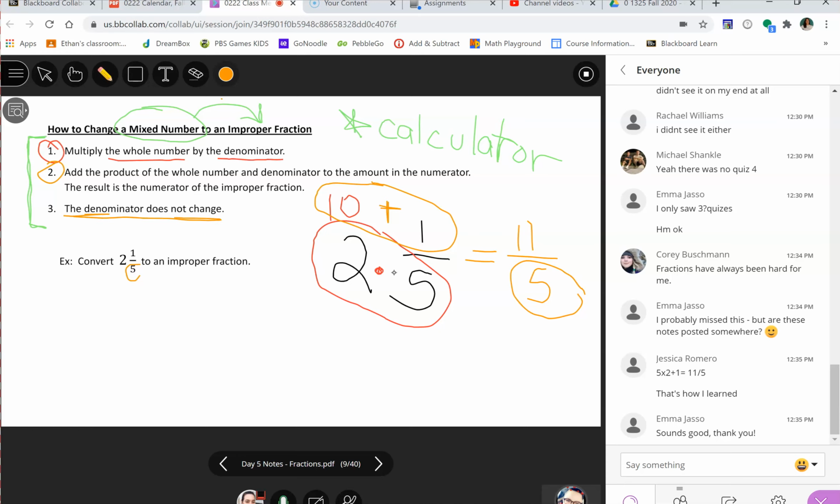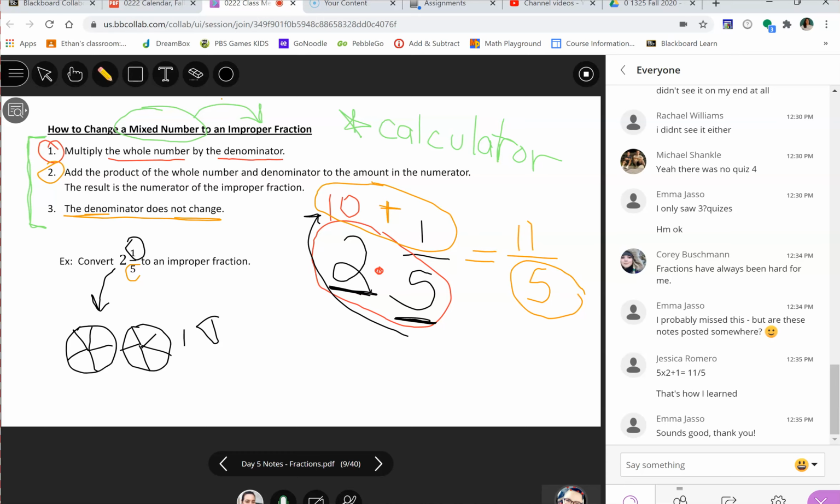So my question is always why? Why did we do that? Why do we multiply and then add? What's actually going on here when we do all that? So if you draw a picture, it makes it really easy to see why we do that. If you have 2 whole pieces and each of those have 5, isn't that just 2 times 5? You have 5 2 times. So if there's 5 pieces in a whole and you have 2 of them, when you multiply, that gives you 10 total pieces. But then the numerator tells you how many extra you have. So if you have 1 extra piece, you just add it on to that total. So that's why you're multiplying and adding.